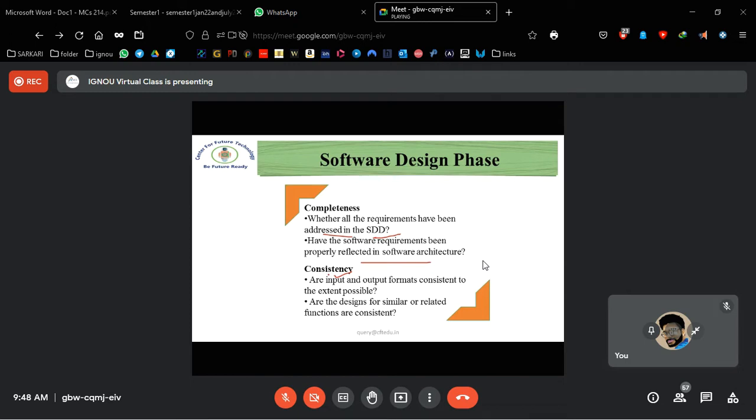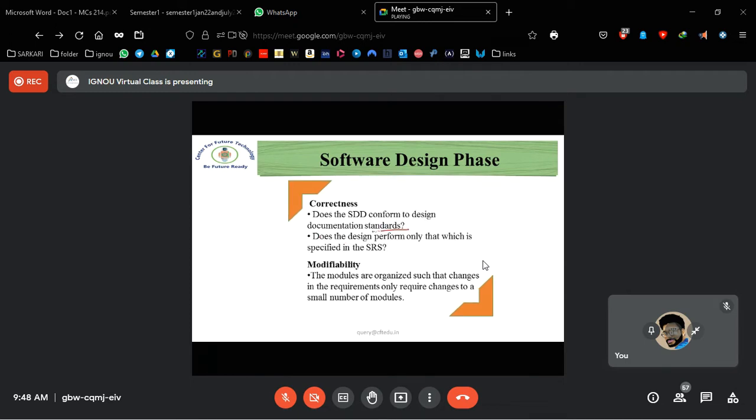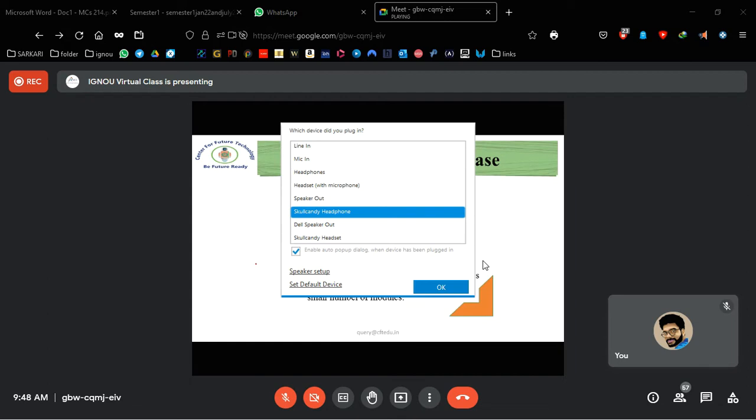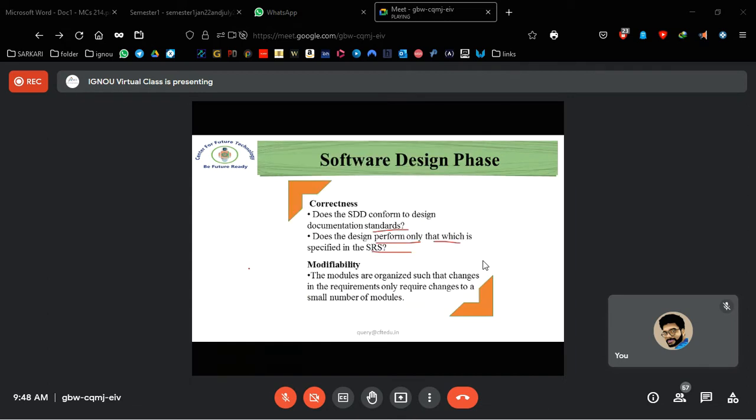Does the SDD conform to the design documentation standard? Does the design conform only to what is specified in the SRS? There should not be any point left out. There should not be any extra point either. And even if some extra points are there, they must have proper documentation evidence with them.